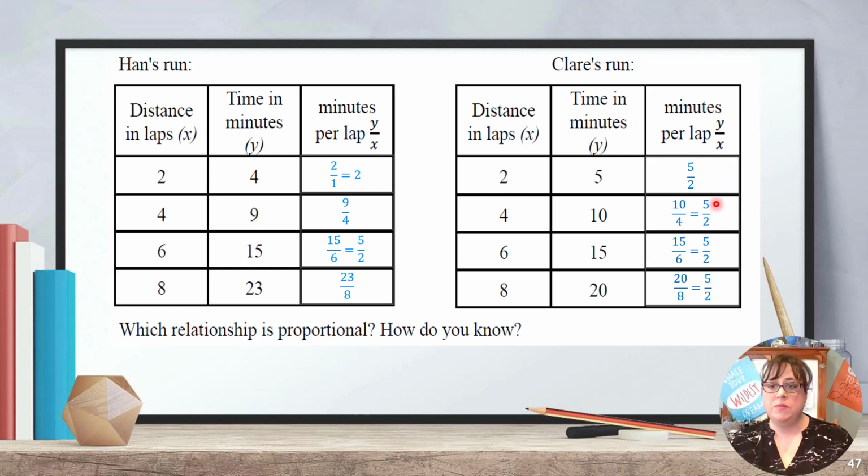And the next ones were also 5 minutes per 2 laps, and the last one was reduced also to 5 minutes per 2 laps.